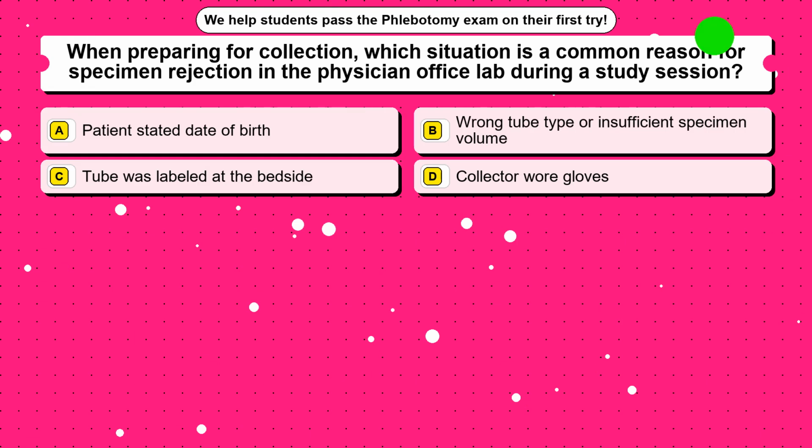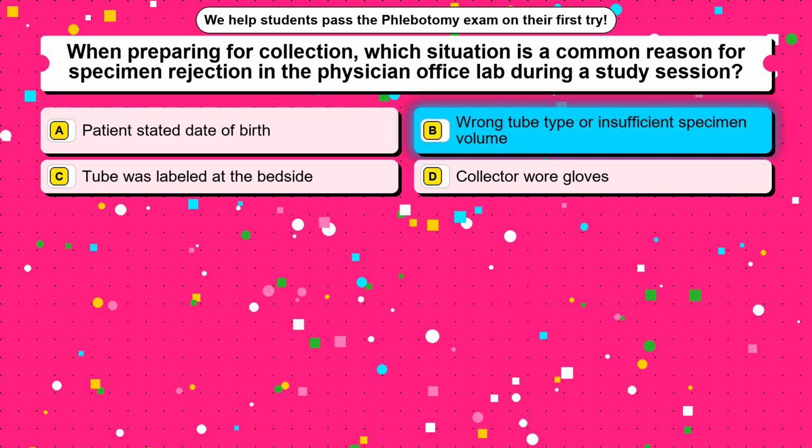Question 38. When preparing for collection, which situation is a common reason for specimen rejection in the physician office lab during a study session? Option A, patient stated date of birth. Option B, wrong tube type or insufficient specimen volume. Option C, tube was labeled at the bedside. Option D, collector wore gloves.